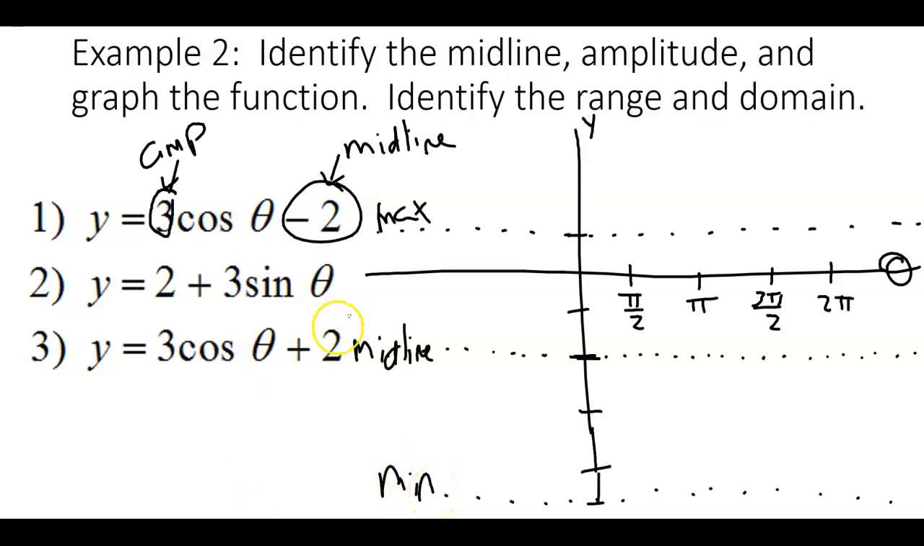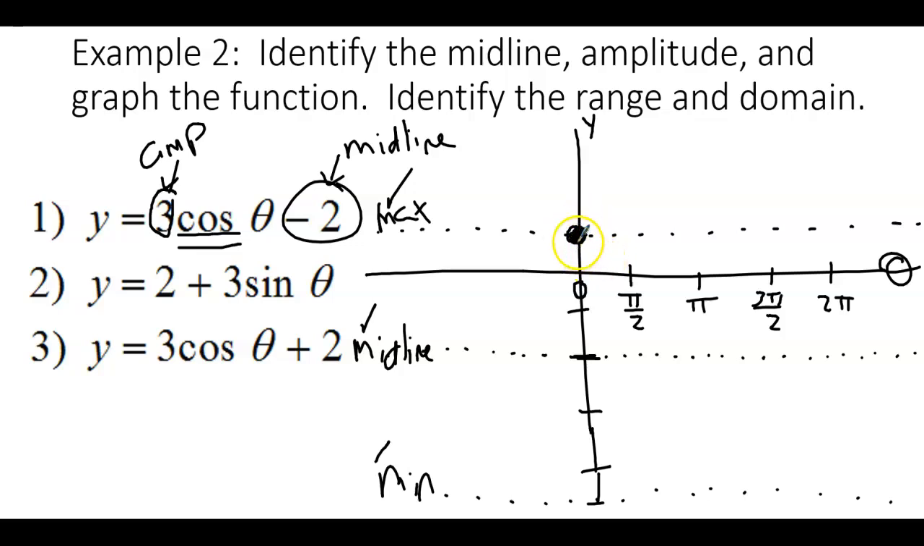Okay, so step 1, graph your midline. Step 2, use the amplitude to find your max and min. Now step 3, we're going to start our curves here. So this is a cosine function. So cosine always starts at the maximum. So at 0, we're going to be at the maximum line. So I'm going to put a dot here.